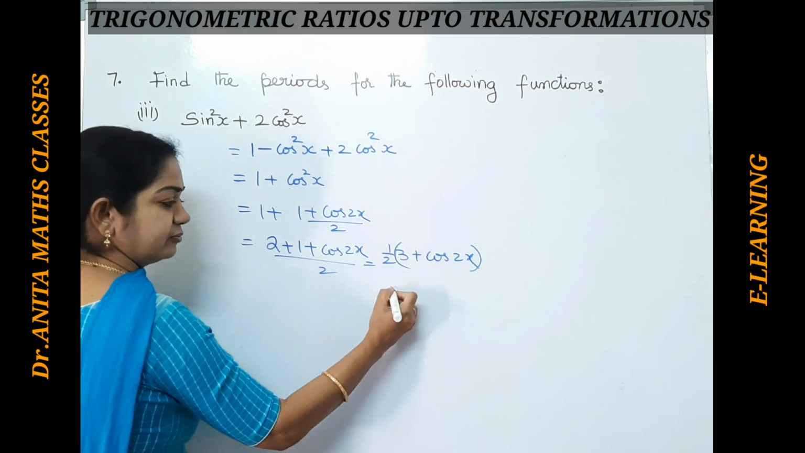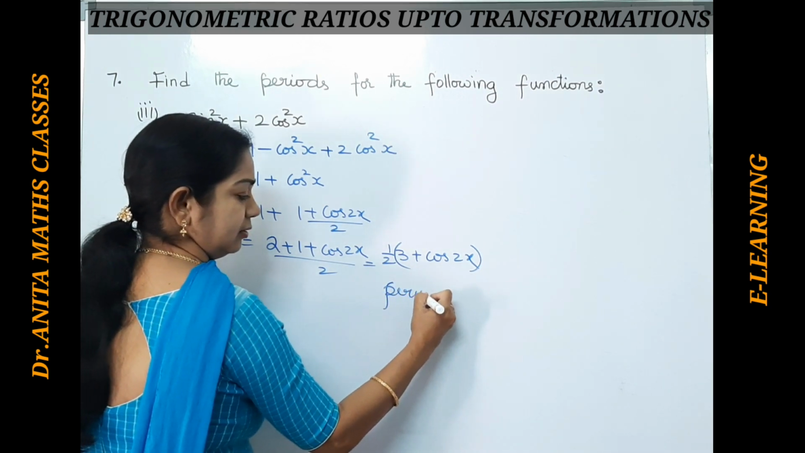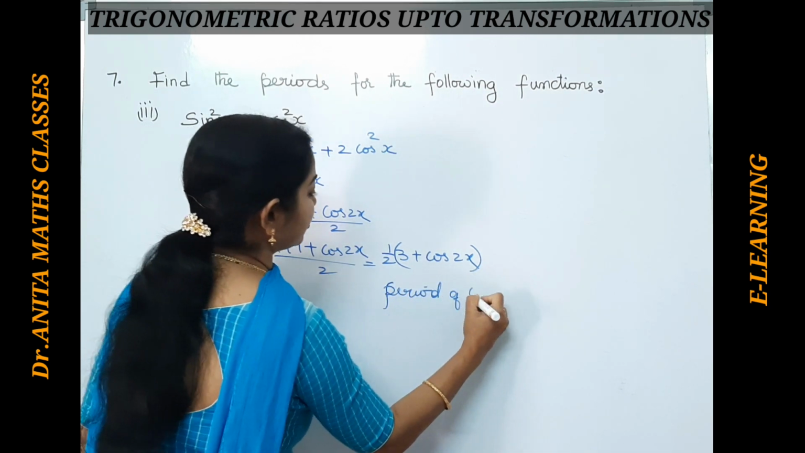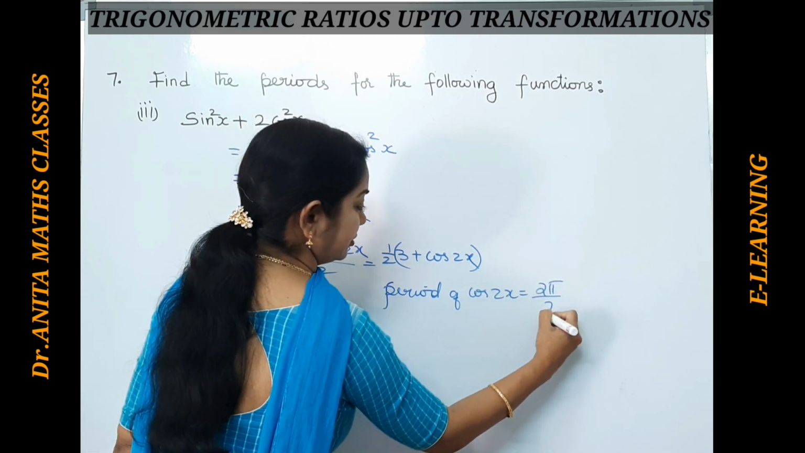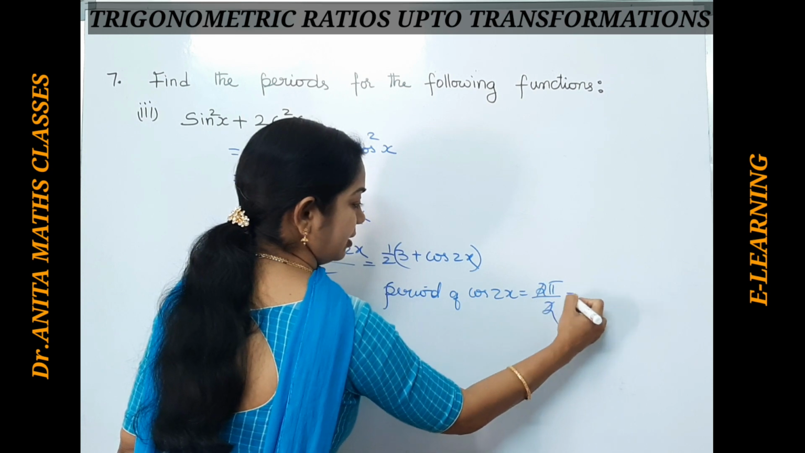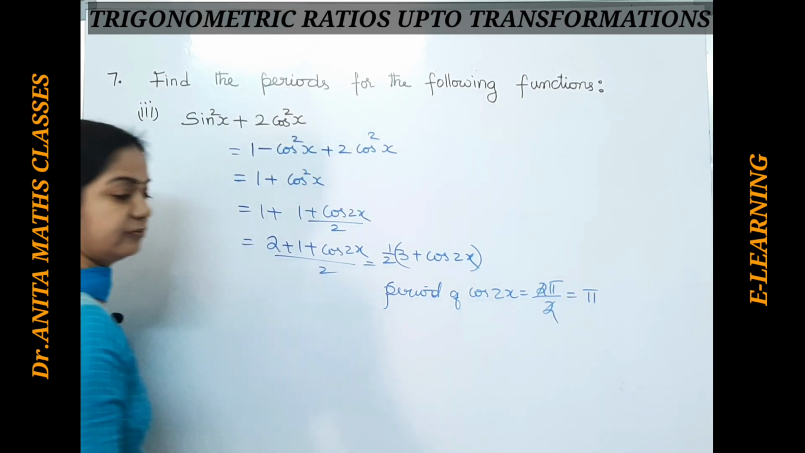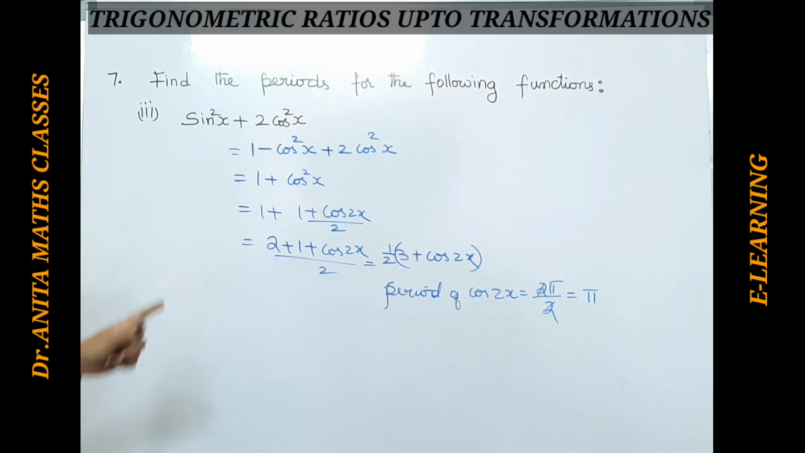Now the period of cos 2x is equal to 2 pi by 2. Here the k value is 2, so pi is the period of this function. Okay, please pause the video and note it down.